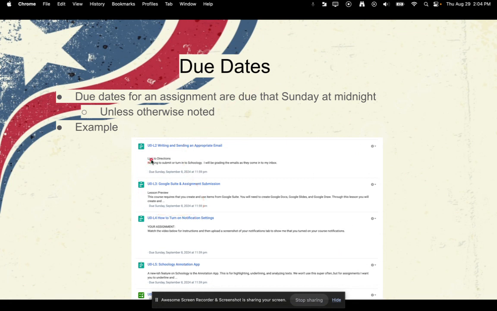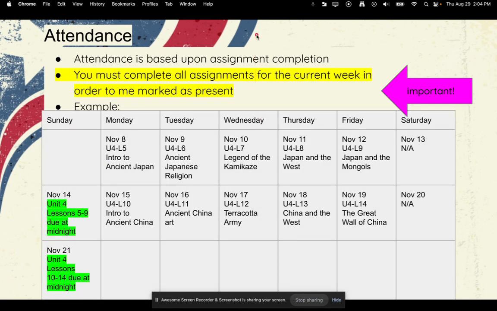So, for example, for your intro unit, look down here, you'll see "due Sunday, September 8th, at midnight." Pretty much all your assignments will be due Sunday at midnight. There might be a few exceptions, but I will make sure to really point out if there are any exceptions to that. All right.